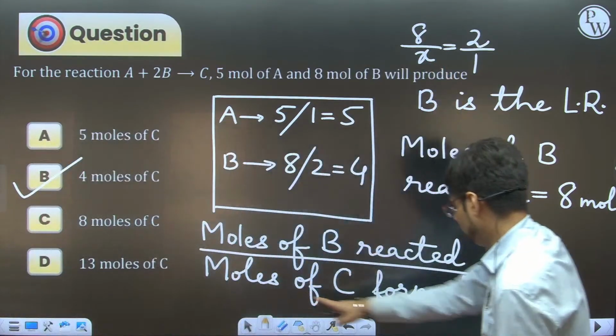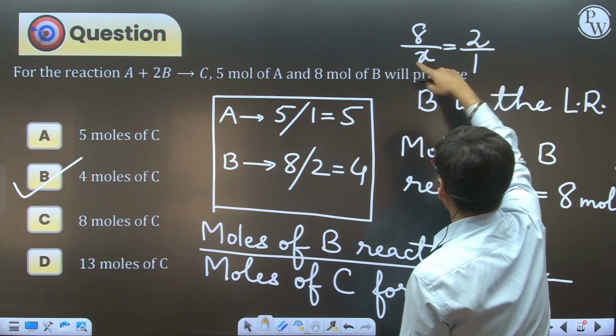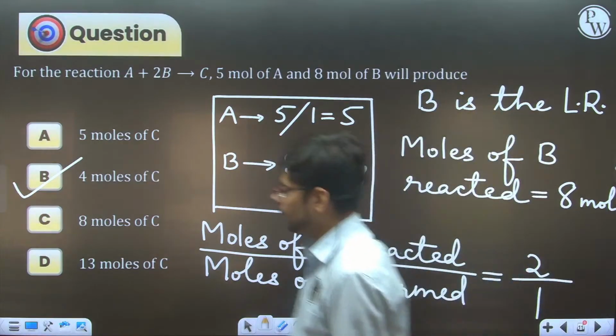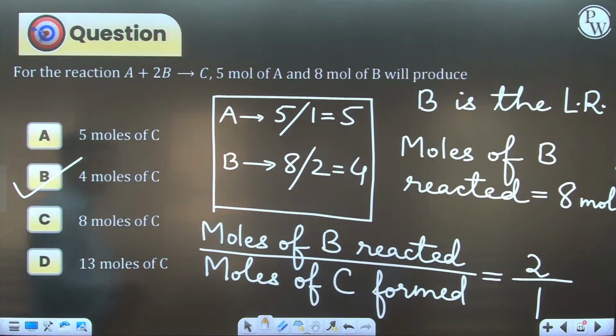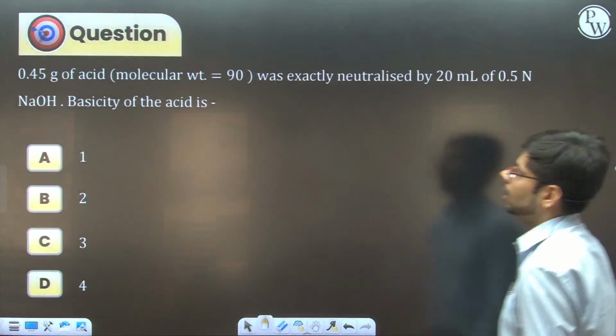What is x? So moles of C formed is x. So if I solve this further, 8 is equal to 2x and x is 4. So from this I get the value of the number of moles of C formed. Right? Alright. Next question.